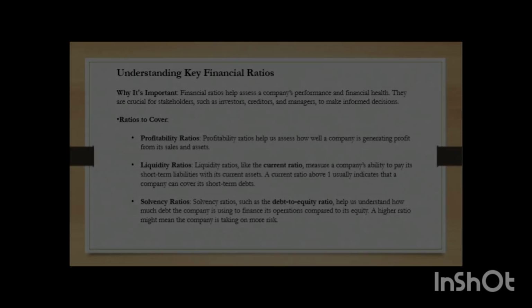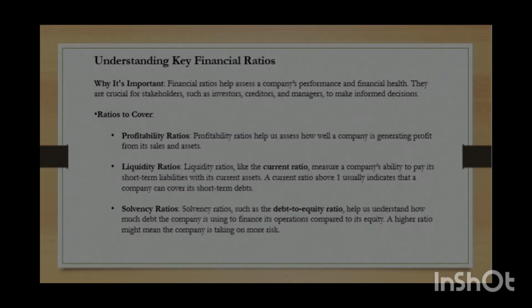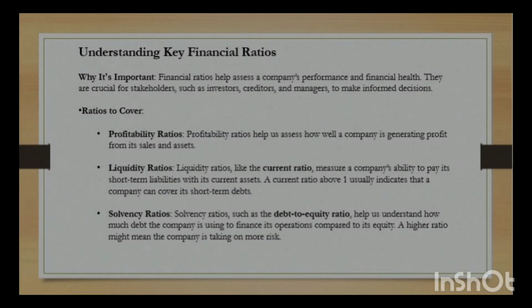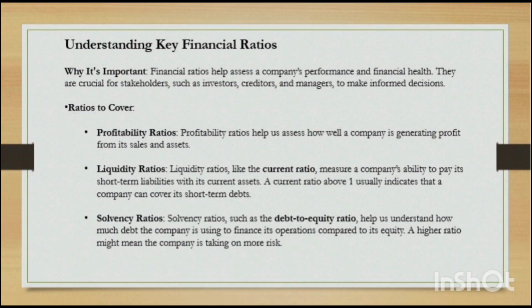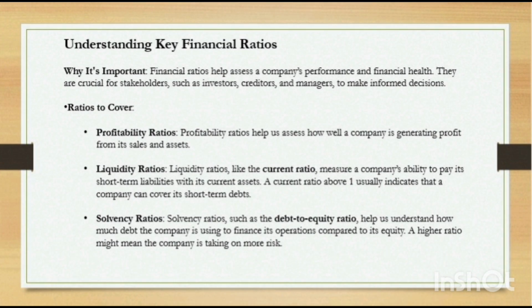So let's begin with something very useful in financial analysis. Financial ratios. These ratios allow us to dig deeper into the company's performance and financial health. By analyzing them, we can determine how well a company is doing in terms of profitability, liquidity, and solvency. Let's start with profitability ratios. Profitability ratios help us to assess how well a company is generating profit from its sales and assets.